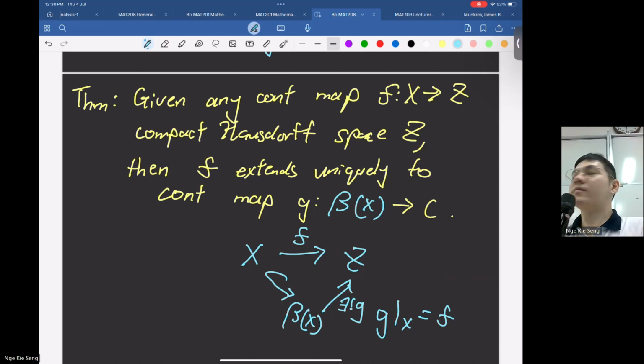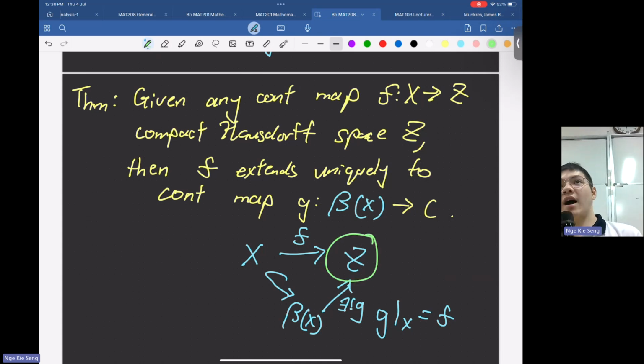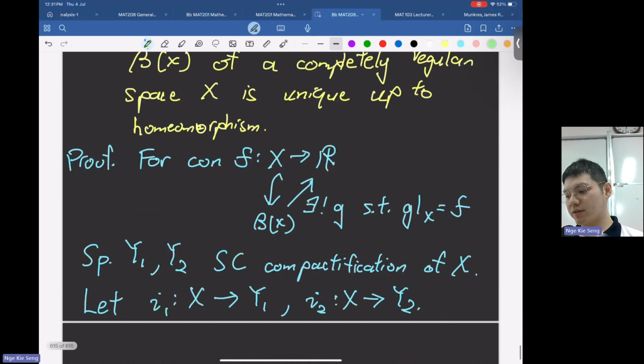So any map out from X, if you have a Stone-Cech compactification, you can extend uniquely. So what is the difference between this and the usual definition of Stone-Cech compactification? We change R to any compact Hausdorff space. If it's Stone-Cech, then this is R. But if you can make it to R, you can make it to any compact Hausdorff space. So this is the theorem here. Now I think we have better tools.